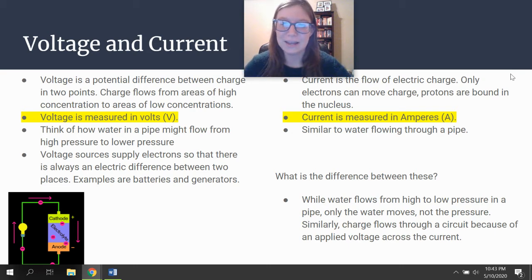Current is measured in amperes and noted with the symbol I whenever we look at our equation. Similar to our water hose analogy, current is the water moving in the pipe.